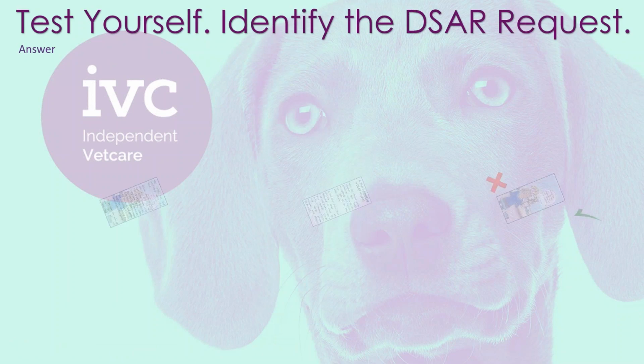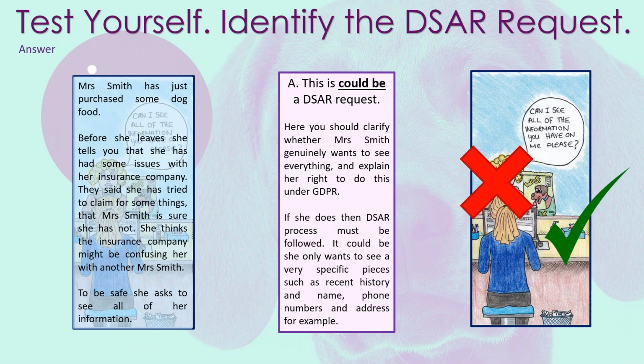Okay, so this could be a DSAR request. What we would always encourage staff to do in this situation is to seek some clarification from Mrs. Smith. In day-to-day language, people may use terms such as "everything" or "I want to see all of the information," when in reality they might want to see only a very small portion of the data that we hold on them. In this particular scenario, based on the circumstances as she describes them, Mrs. Smith might only want to see that her name and address are correct on our records and the recent insurance claims that we've made, to make sure we have only claimed for things that she has had.